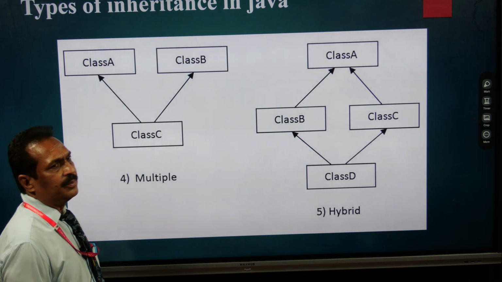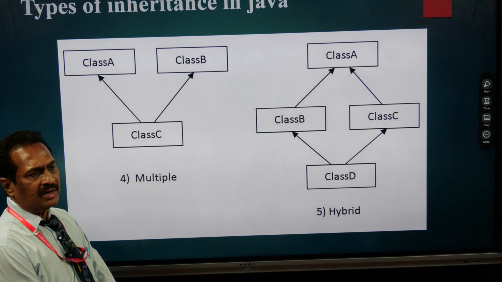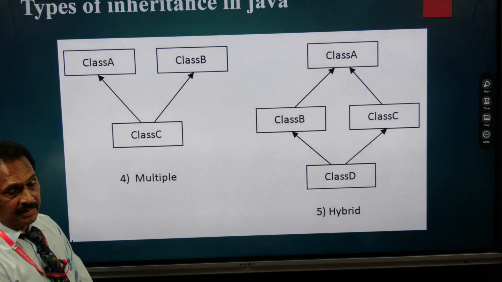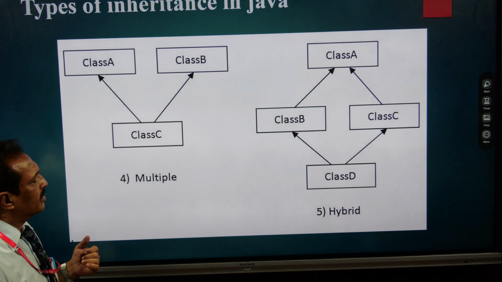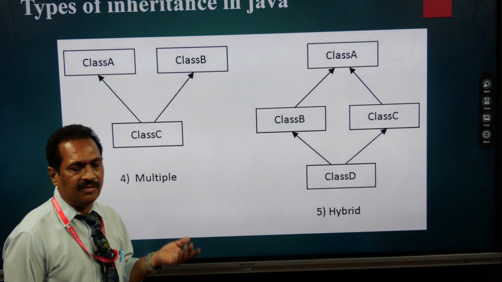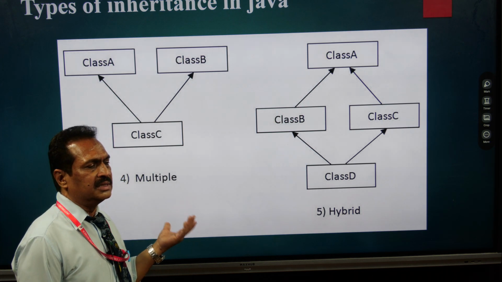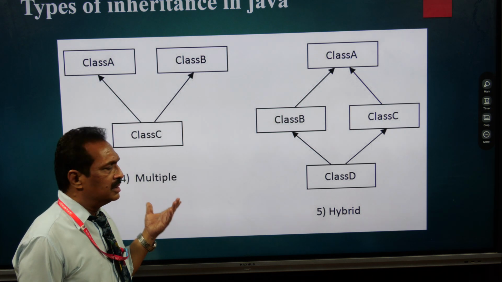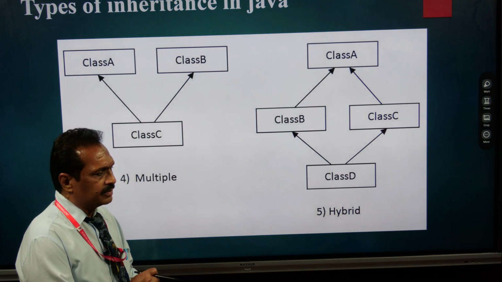Another one is multiple inheritance. Here, when a derived class has more than one parent class or more than one base class, then we call it multiple inheritance. Unfortunately, Java does not support this multiple inheritance, but anyhow its importance cannot be ignored. So they have gone for an alternative.